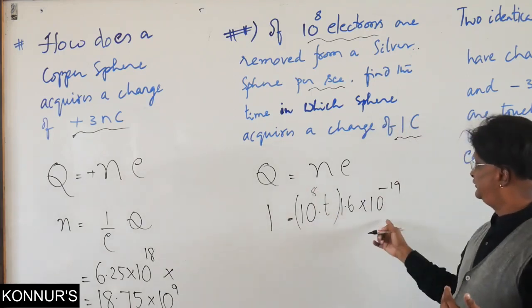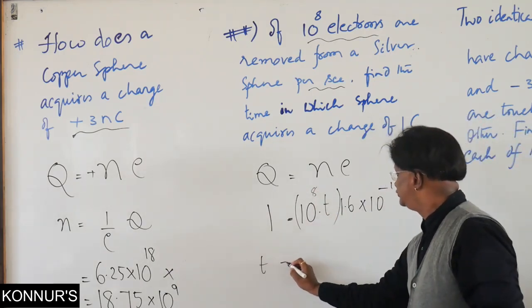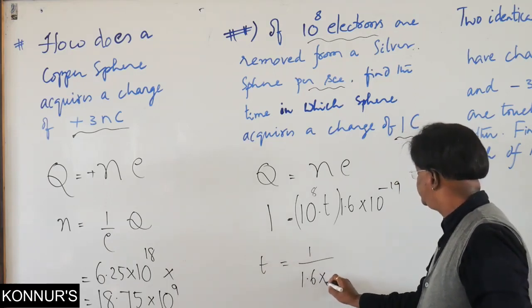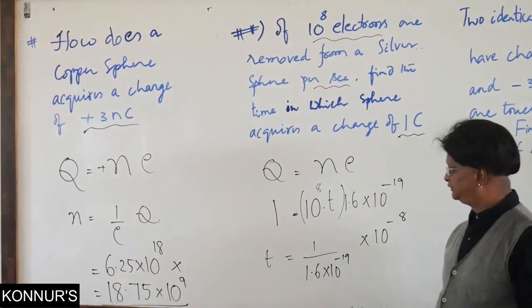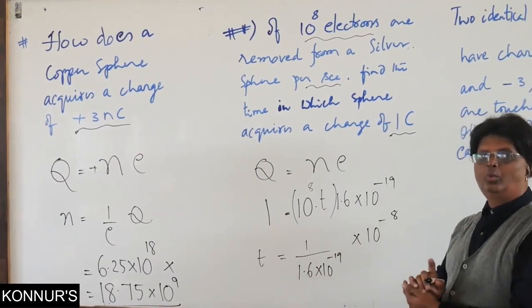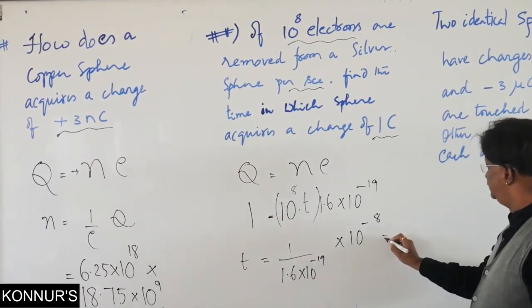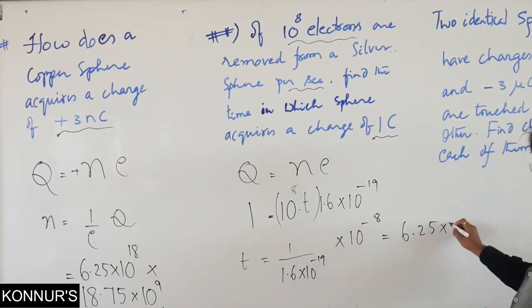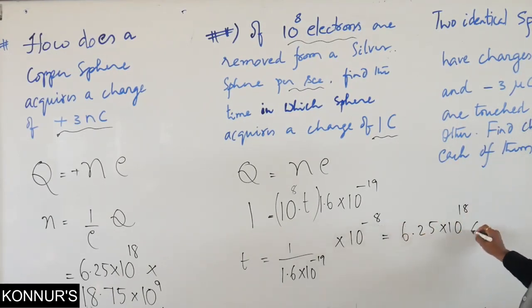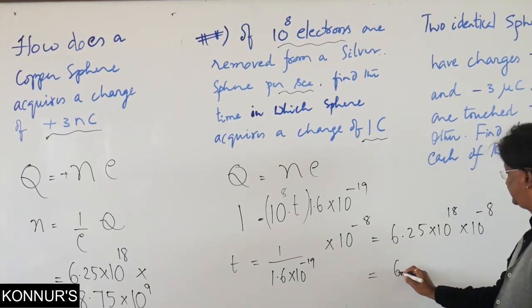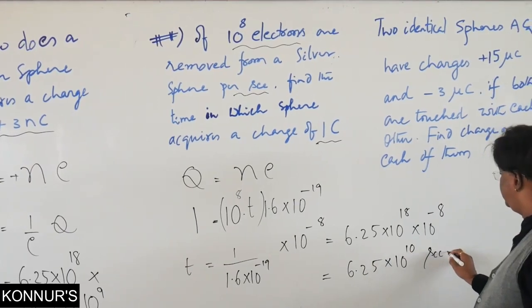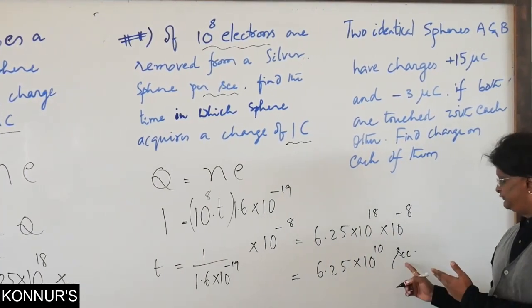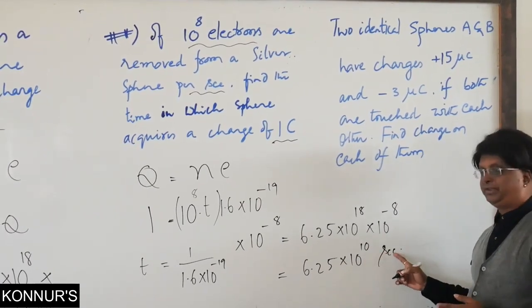10 raised 8 T. Therefore now I want this T. So T value is 1 by 1.6 into 10 raised minus 19, times 10 raised minus 8. And already I have told you what the value of 1 by e is. This 1 by e value is 6.25 into 10 raised 18, and this is 10 raised minus 8. So the final number is 6.25 into 10 raised 10. Please remember, the entire SI units we have used. Therefore the answer is 6.25 into 10 raised 10 seconds.